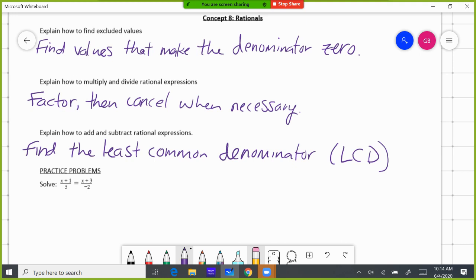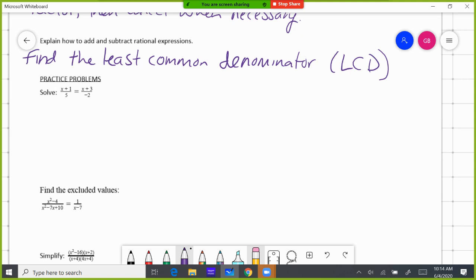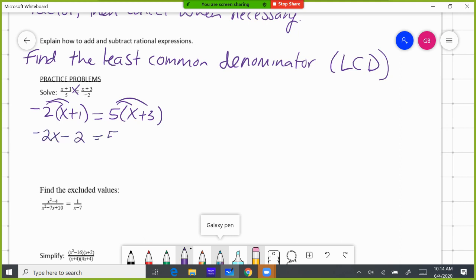When you have a fraction equal to a fraction, you could always cross multiply. So if I cross multiply, you get -2 times x plus 1 is equal to 5 times x plus 3. I could use the distributive property here on both sides. So -2x minus 2 is 5x plus 15. I'm going to add 2x on both sides. So -2 is equal to 7x plus 15.